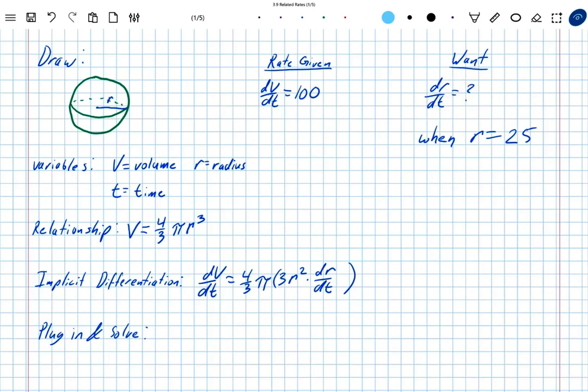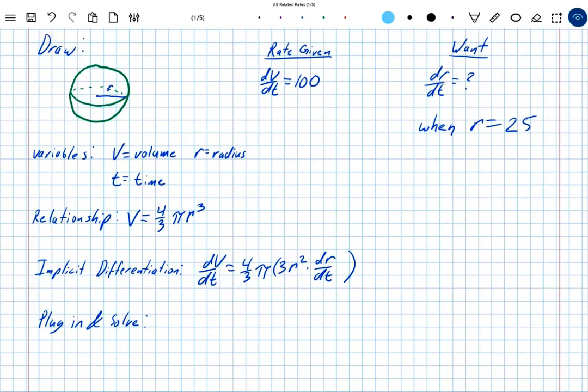I'm going to recommend right now that before you even bother to solve, we plug in like crazy. So once you take the derivative, then you can plug in. So we have some information. It looks like we have this dV/dt is 100, and we want it when r is 25. So let's plug in and say this is 100 equals 4/3 pi times 3 times 25 squared times dr/dt.